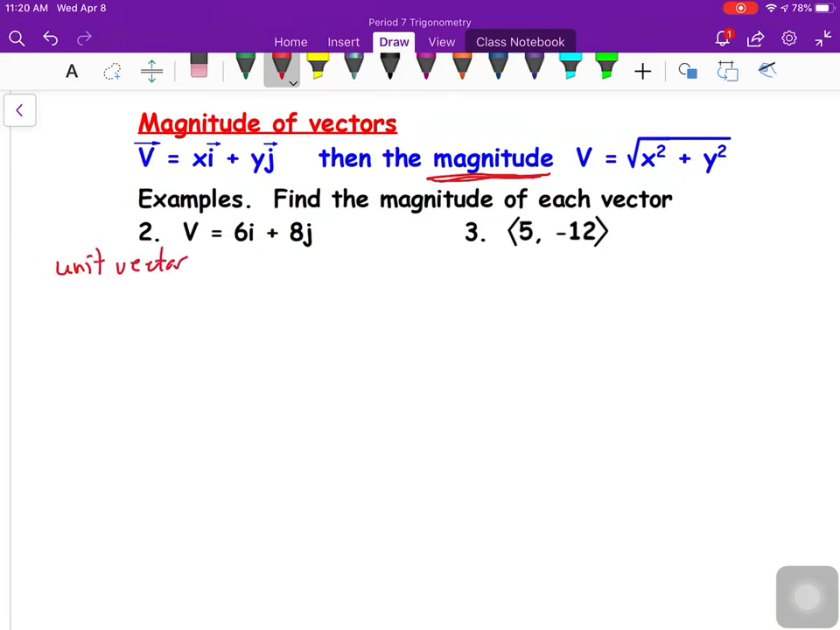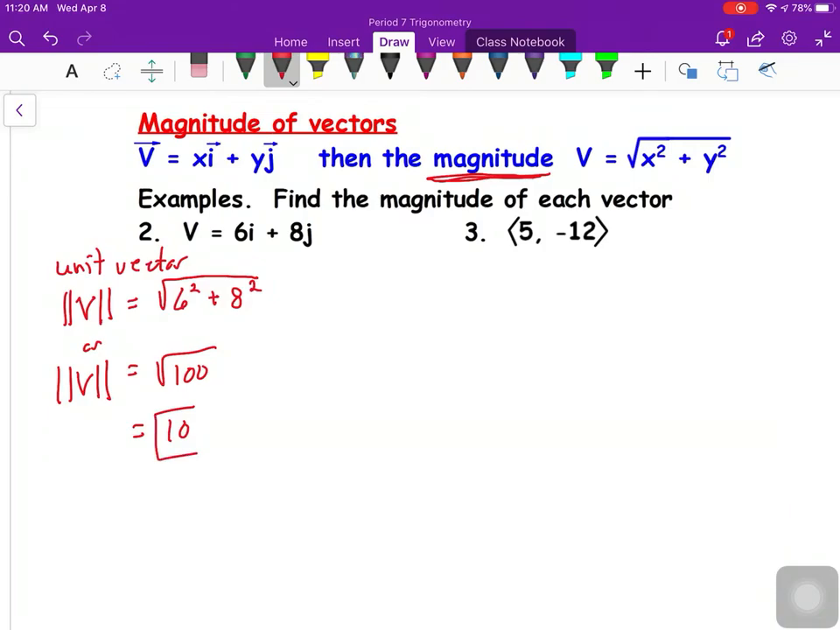We're also going to talk about the magnitude of a vector again, and just to remind you, the magnitude refers to the length. If it's in this unit vector form, and this one is in unit vector form, we can find the magnitude of v, which is sometimes denoted like this, or sometimes it looks like an absolute value. It's the square root of the horizontal component squared plus the vertical component squared. So that would be the square root of 36 plus 64, so that's the square root of 100. So that comes out to be just 10.